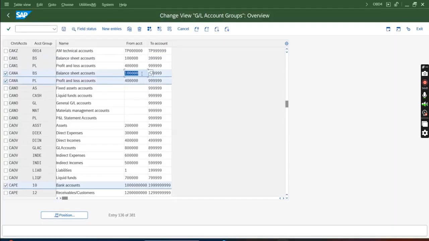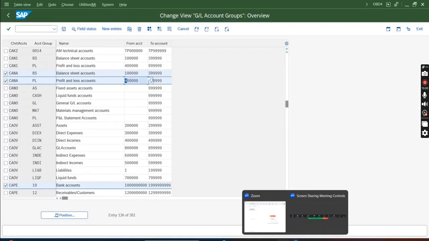It says from 1 series to 3 series belongs to balance sheet, and GL accounts starting from 4 series to 9 series will be a profit and loss account. So whenever I create a balance sheet account, I cannot create it with 5 series, because 5 series falls under profit and loss.